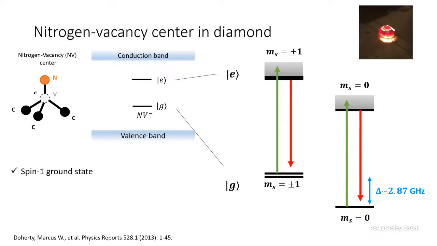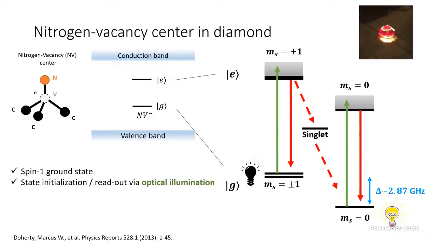Note that this direct transition and decay does not change the spin state. However, there is a special decay channel via a singlet level: when the spin state is plus one or minus one, it will sometimes decay through the singlet channel and the spin state will go back to zero. So after certain cycles of pumping, if you start with zero, you always end up in zero, but if you start with plus one or minus one, you can sometimes go through this singlet decay and go back to zero. Therefore, after several microseconds of laser pumping, one can prepare more than 90% of the population onto the ms equals zero state. This gives you a way to optically initialize the state.